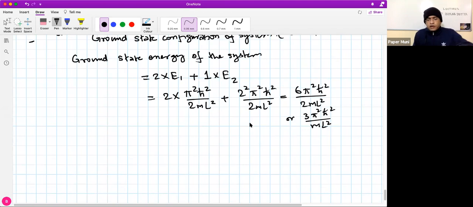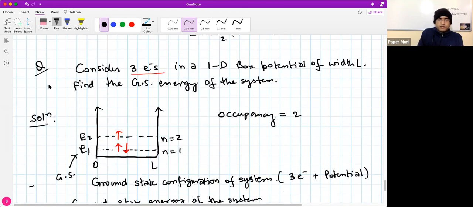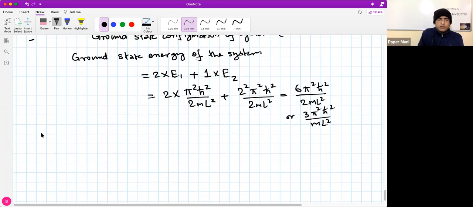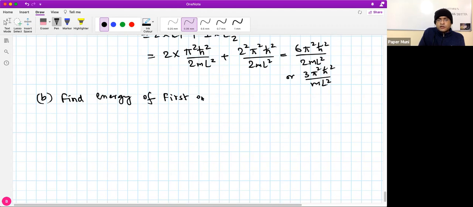Right. Now let's talk about another example. Now for the same thing, this is say part A. For the same question, let's have part B. So the question is find the energy of the first excited state. All right, find the energy of the first excited state.